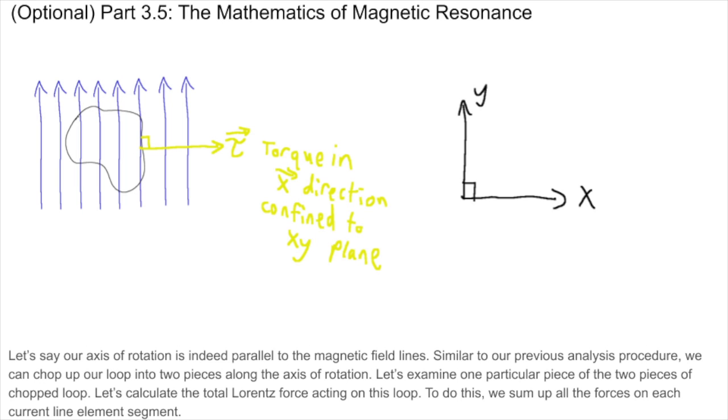Let's say our axis of rotation is indeed parallel to the magnetic field lines. Similar to our previous analysis procedure, we can chop up our loop into two pieces along the axis of rotation. Let's examine one particular piece of the two pieces of chopped loop. Let's calculate the total Lorentz force acting on this loop. To do this, we sum up all the forces on each current line element segment of the loop.